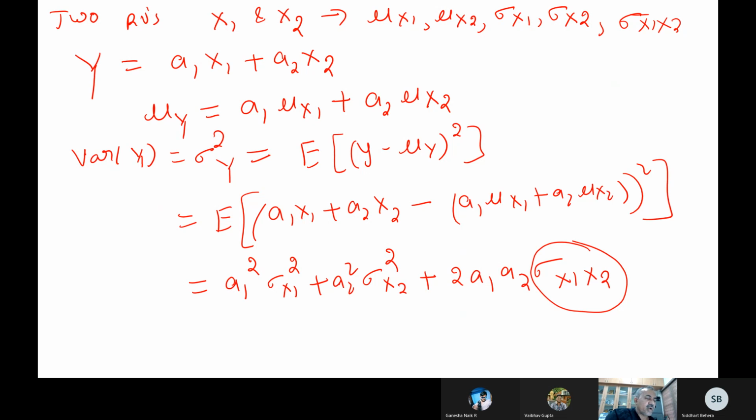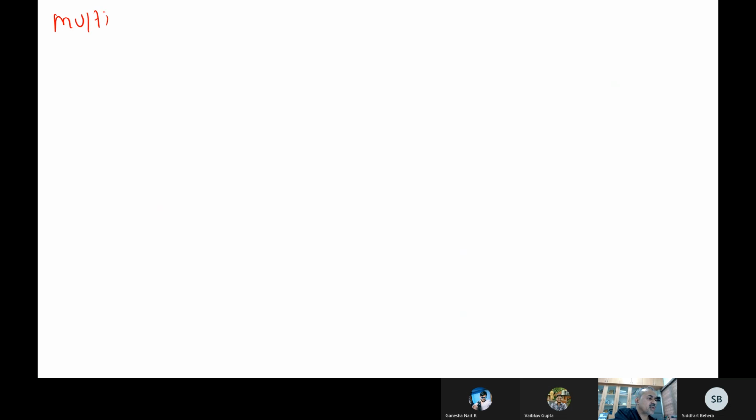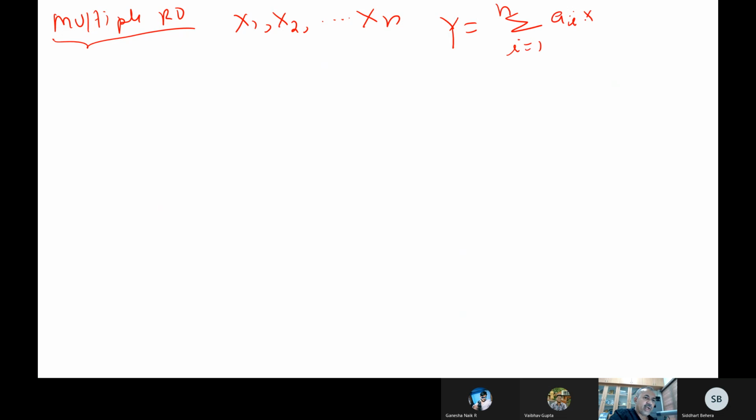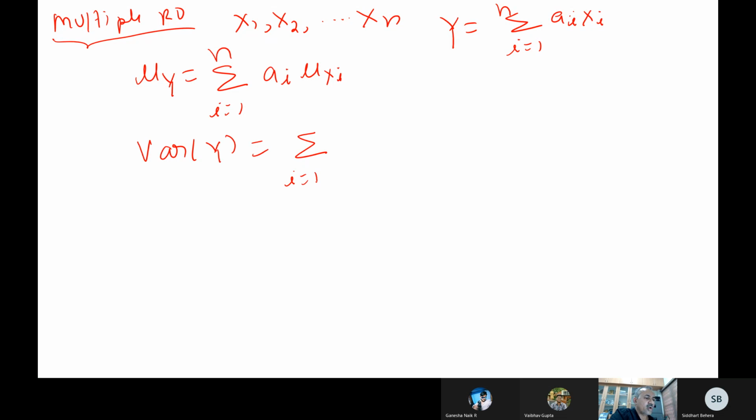In linear regression, whatever you do, suppose you are doing it with multiple random variables, essentially you will do it like this. We have several random variables up to some xn, and let us say y is the sum from i equal to 1 to n of ai times xi. Now the mean value of y will be the sum from i equal to 1 to n of ai mu of xi. This will be the mean value, and then the variance of y is the sum from i equal to 1 to n of ai square sigma xi square, plus you have the covariance term also.